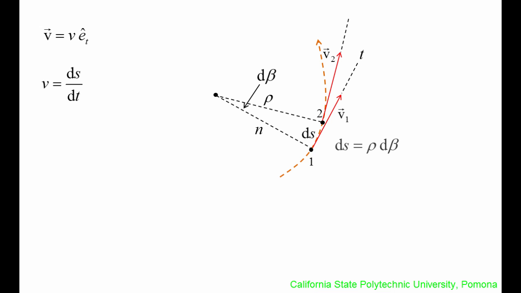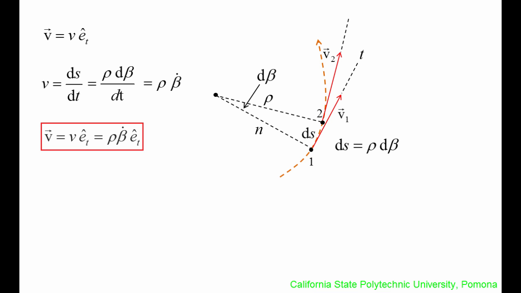Assuming that the radius of curvature does not change significantly during this small time dt, the arc length from 1 to 2, which is ds, is equal to ρ times d beta. Plugging this expression for ds into our equation for velocity, and rewriting d beta dt as beta dot, we now have an expression for the velocity in terms of the local radius of curvature and beta dot. The acceleration vector is the time rate of change of the velocity vector.